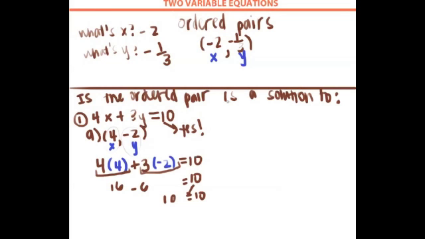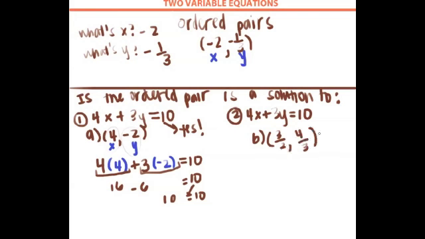Let's try one more. Let's do the same equation again, 4x plus 3y equals 10. But this time, let's change the ordered pair to 3/2 and 4/3. I'm going to make it a fraction, to make it tougher.